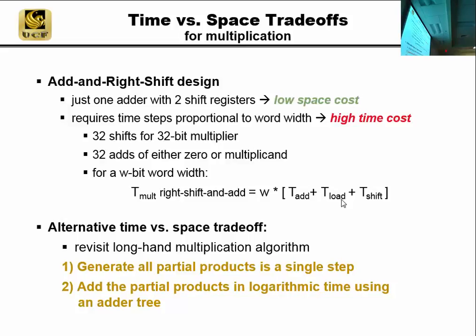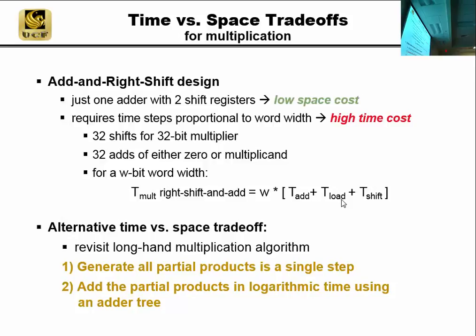How long does each iteration take? Well, there's some time to add. There's some time to load the register. There's some time to shift the register. So it's W times T add plus T load plus T shift. If each one of these is a nanosecond, like your clock period is 1 nanosecond, so your time of add is 1 nano, time of load is 1 nano, time of shift is 1 nano. How long does multiply take using this multiplier on that processor? 96 nanoseconds. That's pretty long compared to when we're used to executing quick. So if the clock is 1 nanosecond, it takes 96.